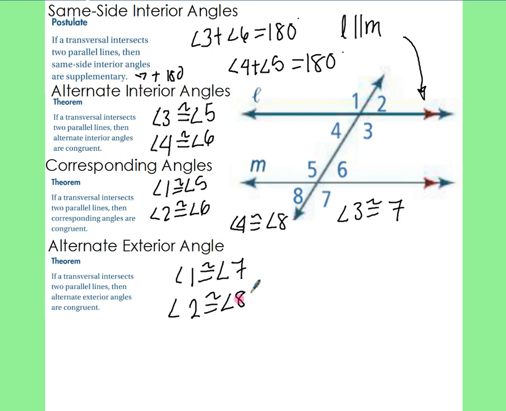Okay. So as long as you have the parallel lines that are getting intersected by that transversal, then these are all true. Okay? So same side interior angles add to 180. Alternate interior angles are congruent. Corresponding angles are congruent, and alternate exterior angles are congruent.